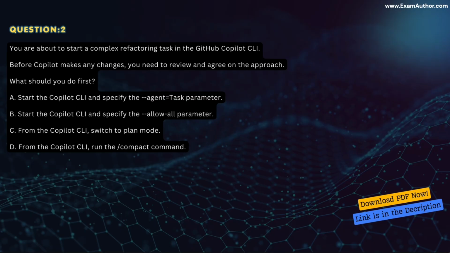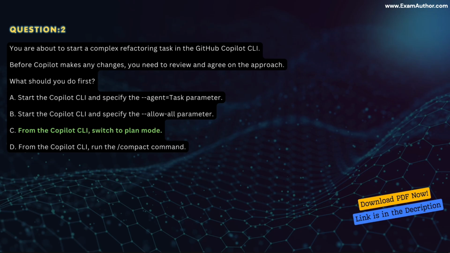Question 2. You are about to start a complex refactoring task in the GitHub Copilot CLI. Before Copilot makes any changes, you need to review and agree on the approach. What should you do first? A. Start the Copilot CLI and specify the agent equals task parameter. B. Start the Copilot CLI and specify the allow all parameter. C. From the Copilot CLI, switch to plan mode. D. From the Copilot CLI, run the /compact command.